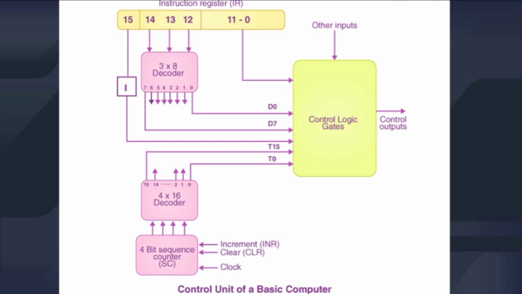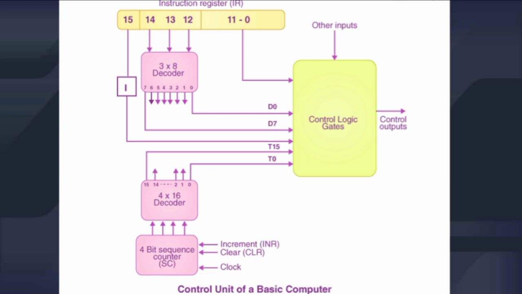To decode this opcode, we have a decoder which takes the 3 bits of the opcode as input and decodes it and can give 8 different types of output to the control logic gate, which further instructs the CPU to perform the operation. The sequence counter, which has 4 bits, is connected to a decoder which can give 2 to the power 4, meaning 16 outputs from 0 to 15, which are passed to the control logic unit.